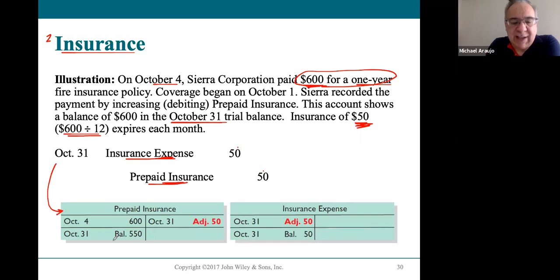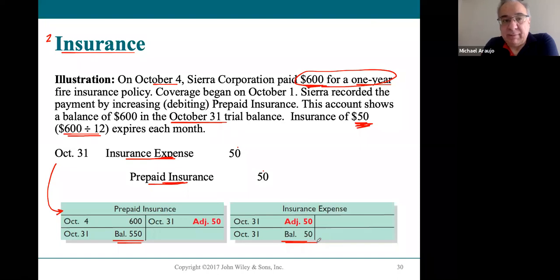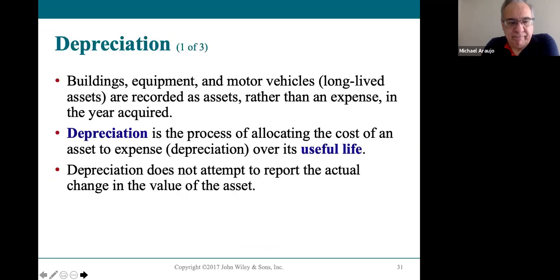So once those are done in the journal, they'll post in the ledger. So now you'll see the asset account has an adjusted balance of $550. And that insurance expense now shows up with the $50 balance in the ledger. So that's the second one that you need to know. 2 down, 2 to go. Not bad. The third is regarding depreciation.